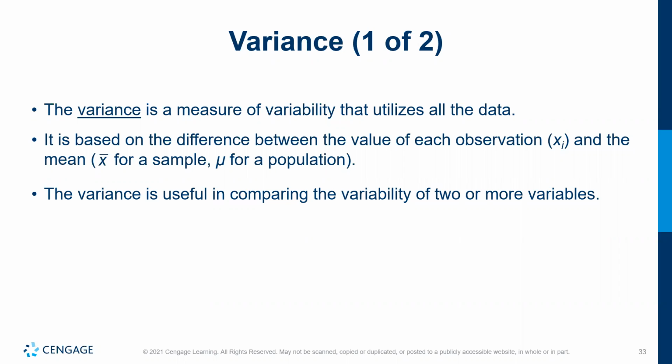So variance is the measure of variability. It's based on the difference between the value of each observation, which is X, and the mean of the sample, which is X bar, or if we have a population, the mu. In essence, to find our variance, we're looking at the difference between each data point and the mean.